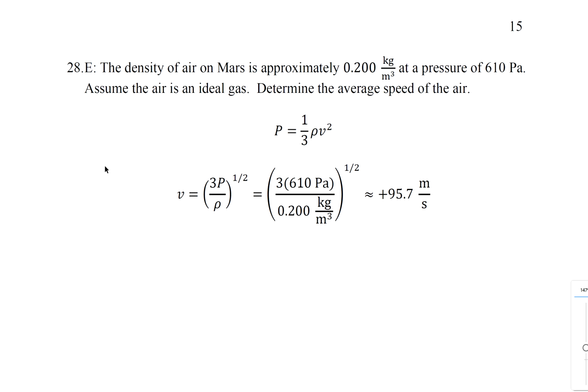Question 28. The density of air on Mars is approximately 0.2 kilograms per meters cubed at a pressure of 610 pascals. Assume the air is an ideal gas. Determine the average speed of the air. We start with this equation. We solve for v. It's about 100 meters per second.